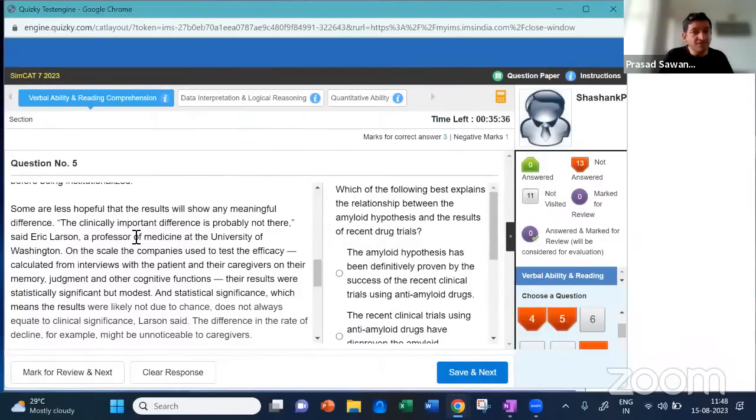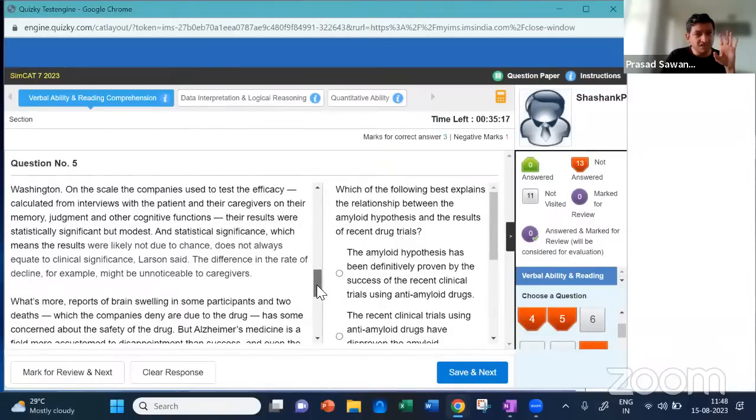The clinically important difference is probably not there. Okay, so it's not clinically important. 27% is not that great according to Eric Larson. On the scale the companies used to test the efficacy, calculated from interviews with the patient and the caregivers on their memory, judgment, and other cognitive functions, the results were statistically significant but modest. Okay, 27% is significant but modest is what it's saying.